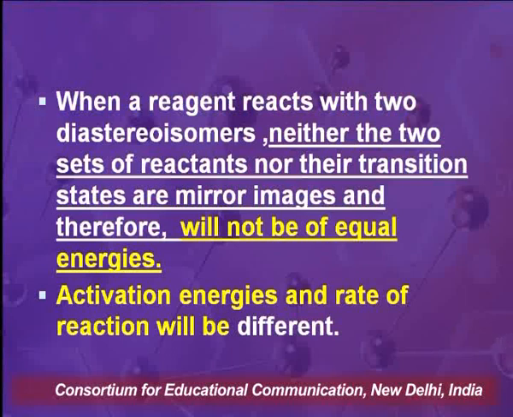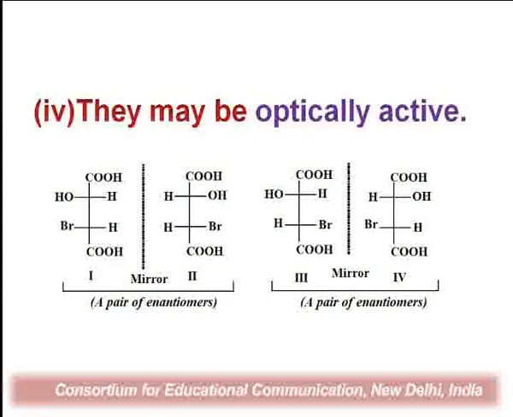When a reagent reacts with either of the two diastereomers, neither the two sets of reactants nor the transition states are mirror images of each other. Therefore, the transition states will not have equal energies. Since the activation energies will be different, the rate of reaction will be different. So diastereomers do not react similarly with reagents which may be optically active or optically inactive.